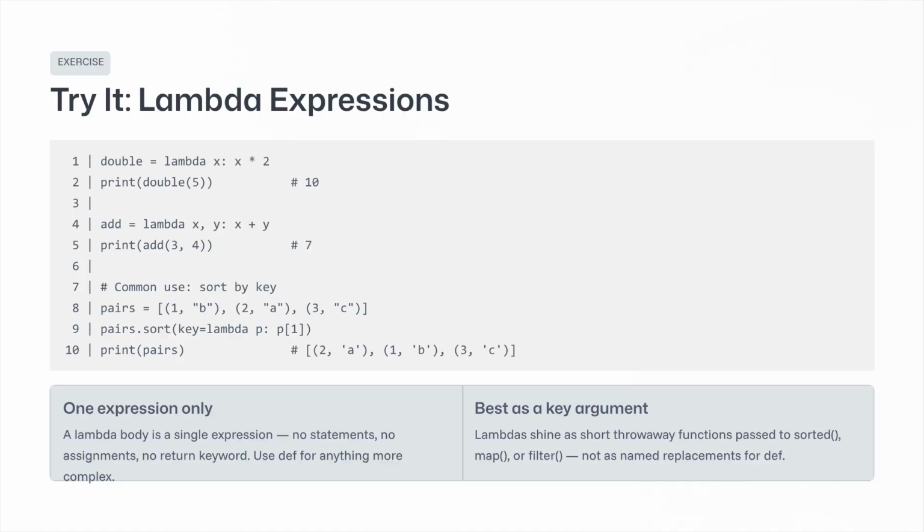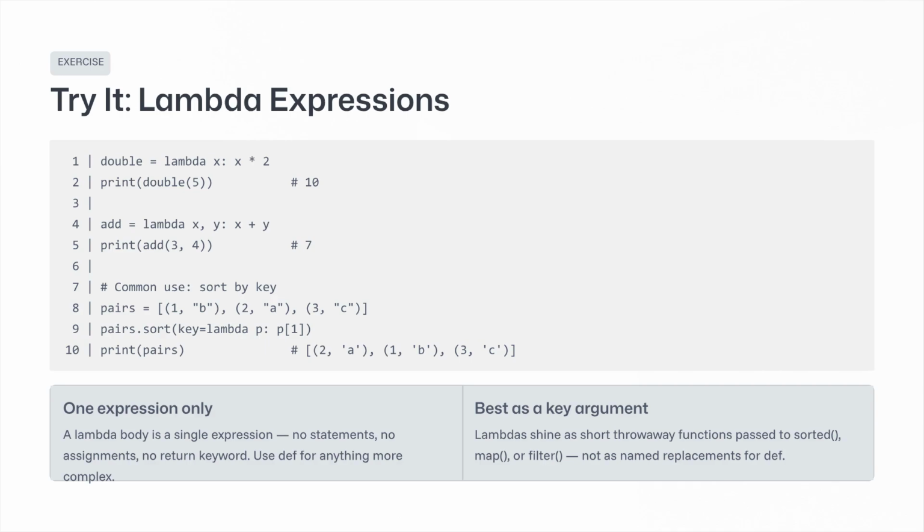Line 9, pairs.sort with key equals lambda p: p[1]. We sort by the second element of each tuple. Line 10, print gives the sorted list: (2, 'A'), (1, 'B'), (3, 'C').